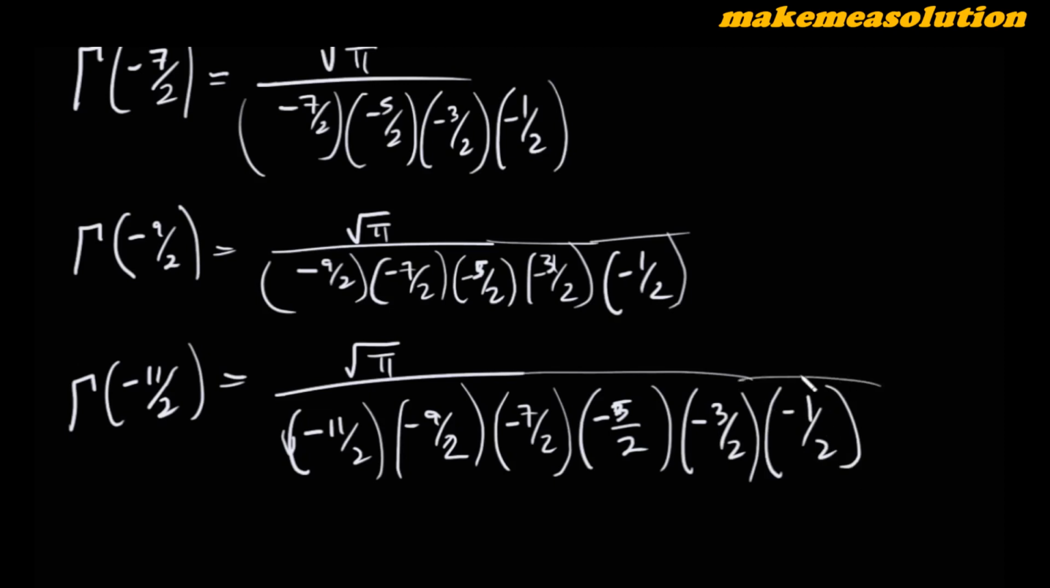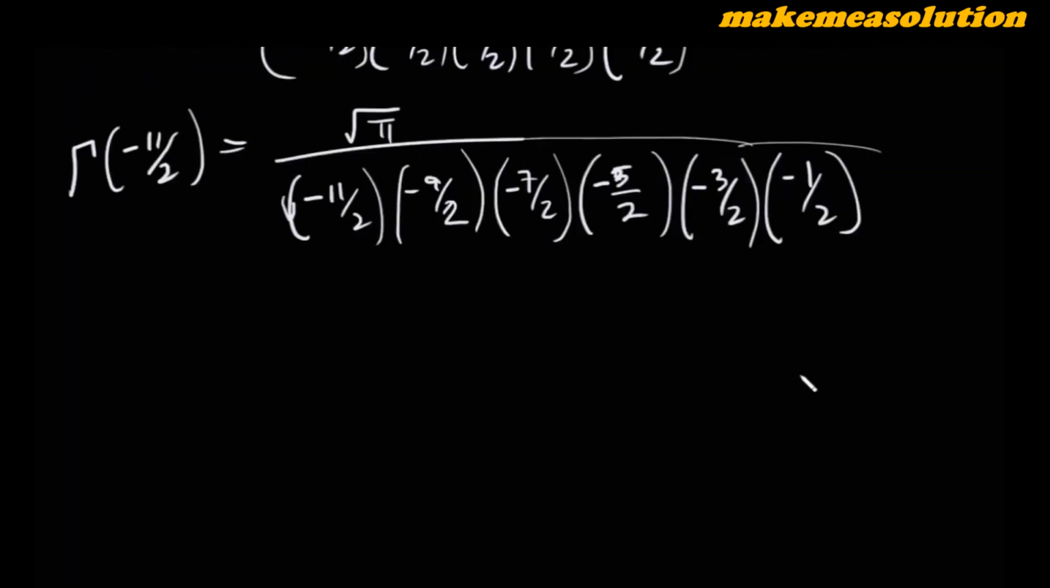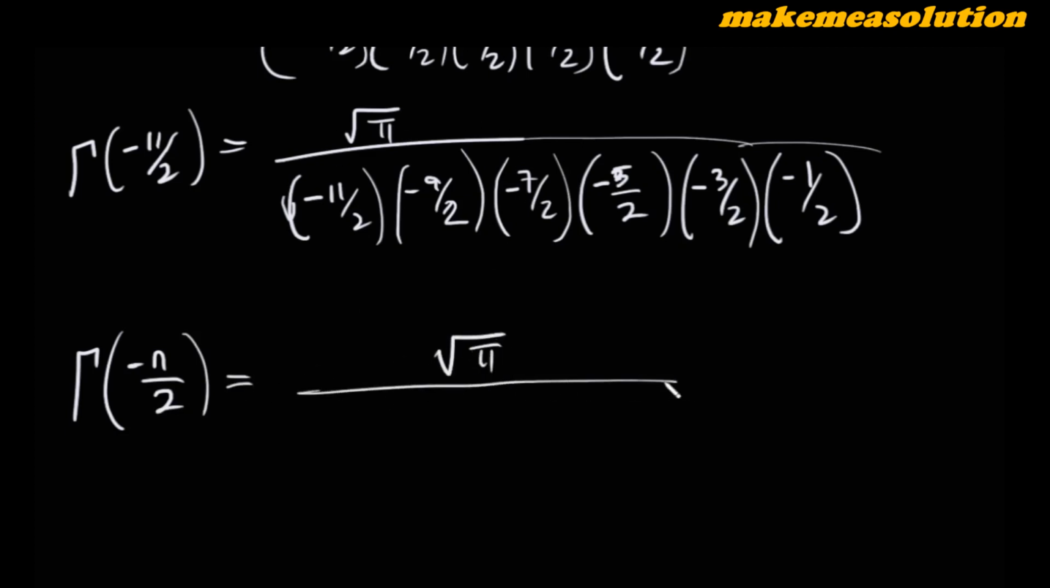Okay, so what do you observe for gamma of negative half integers? Root pi is always in the numerator, so let's generalize it. Then you now have all odd numbers from n itself, so all the odd numbers from n down to 1.